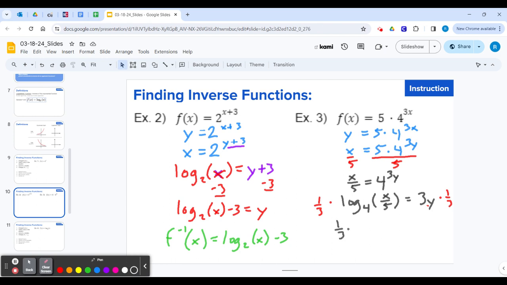We get 1/3 times the log base 4 of x over 5. A lot of people ran into this last week where we had to take the log and divide all of it. So writing it as a fraction is just another way to look at it. So I'll just change that. My inverse is equal to 1/3 times the log base 4 of x over 5.